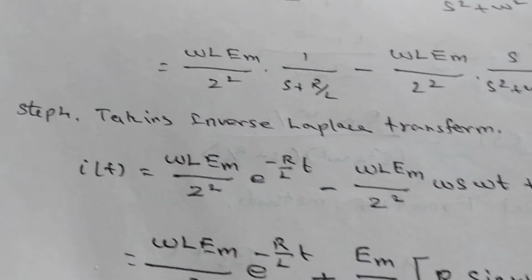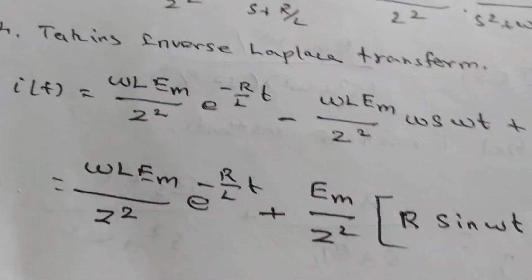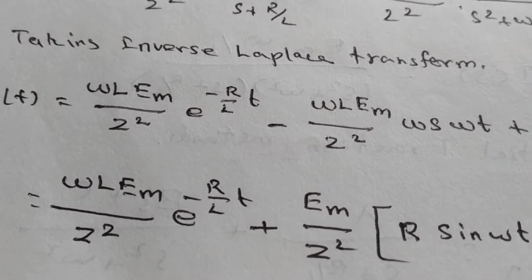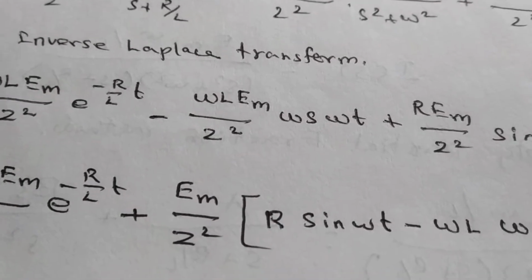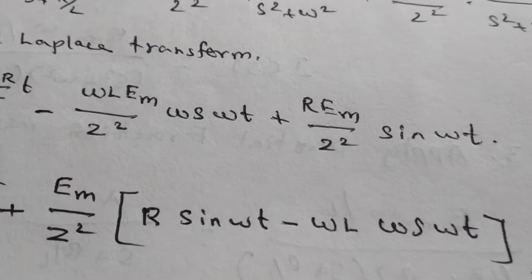Step 4, taking the inverse Laplace transform. i of t is equal to omega L Em divided by Z square e to the power of minus R by L into t, minus omega L Em divided by Z square cos omega t, plus R Em divided by Z square sin omega t.